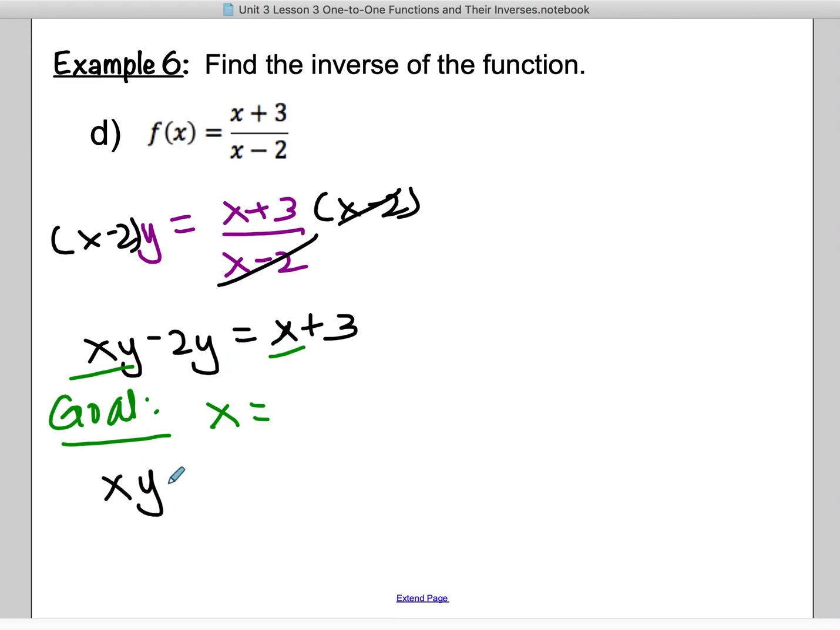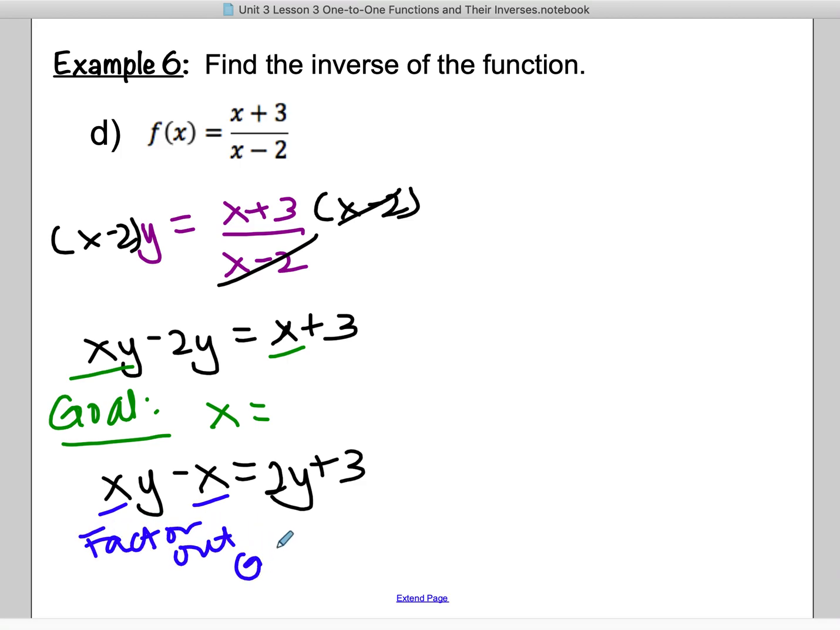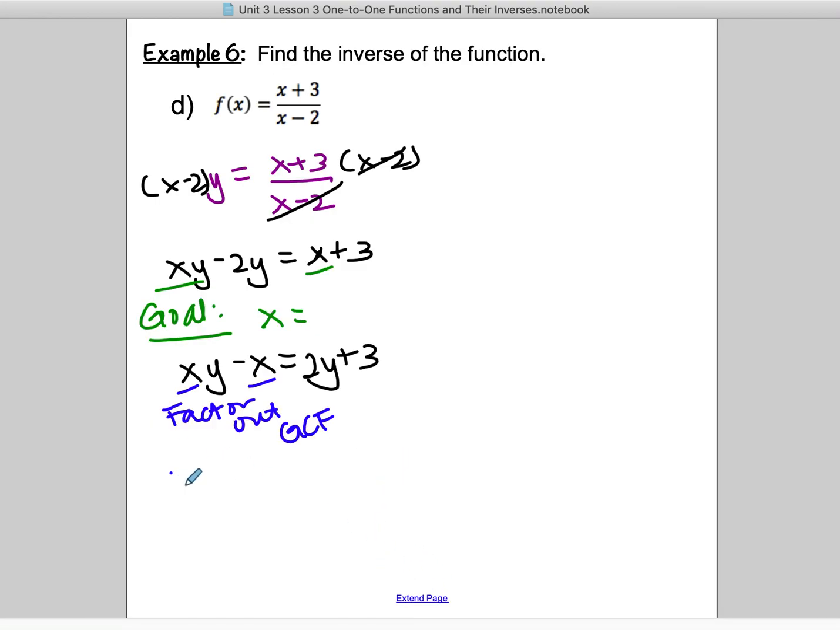So I have xy minus x equals. This is a negative 2y, so I'm going to add it. So I'd have 2y, and then this will stay, plus 3. Now here's the trick. I'm trying to get x by itself. Once it's all to one side, I can factor out my GCF, greatest common factor, of x. So we will have x times the quantity y minus 1 equals 2y plus 3.